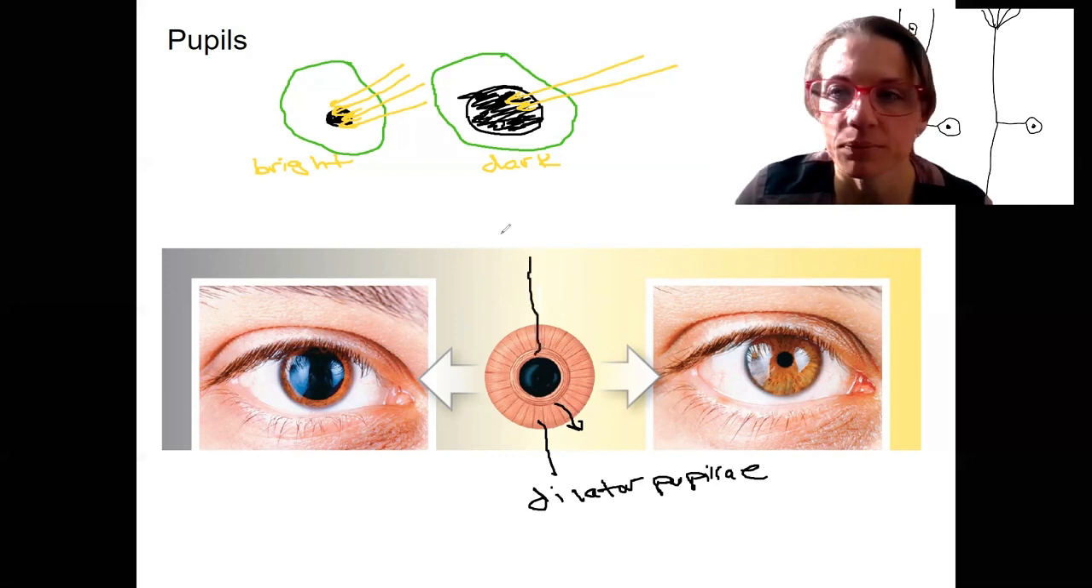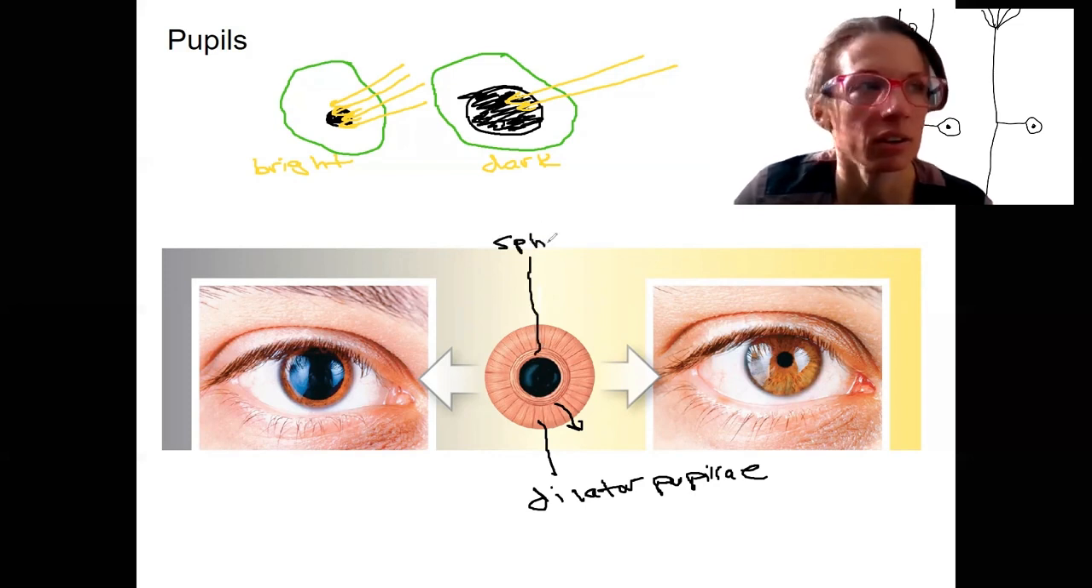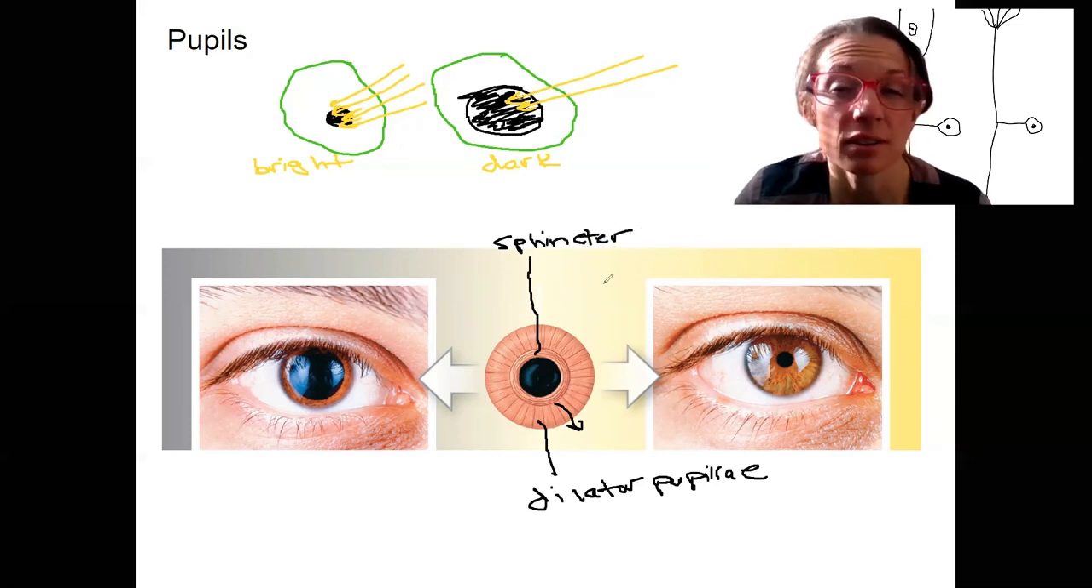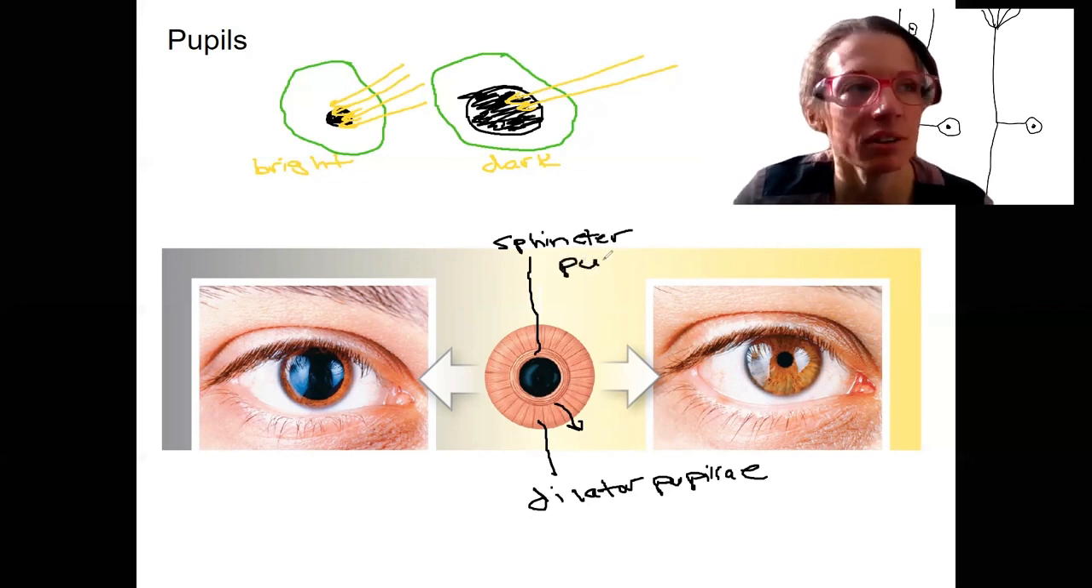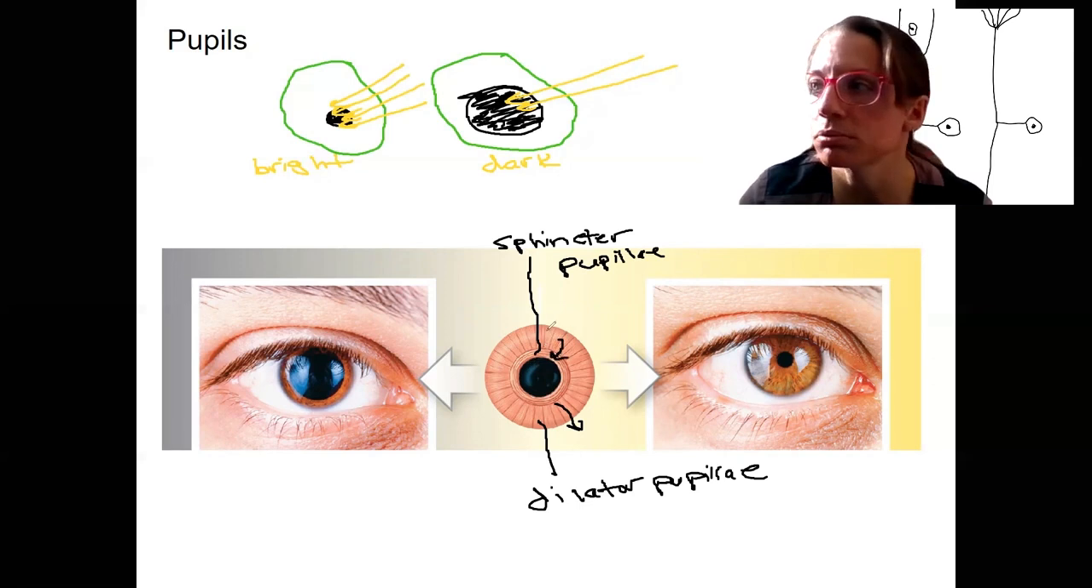This muscle here is our sphincter. Sphincters tend to constrict things. You have various sphincters in your body. This muscle, when it contracts, it pulls this way and constricts the pupil to make it smaller.